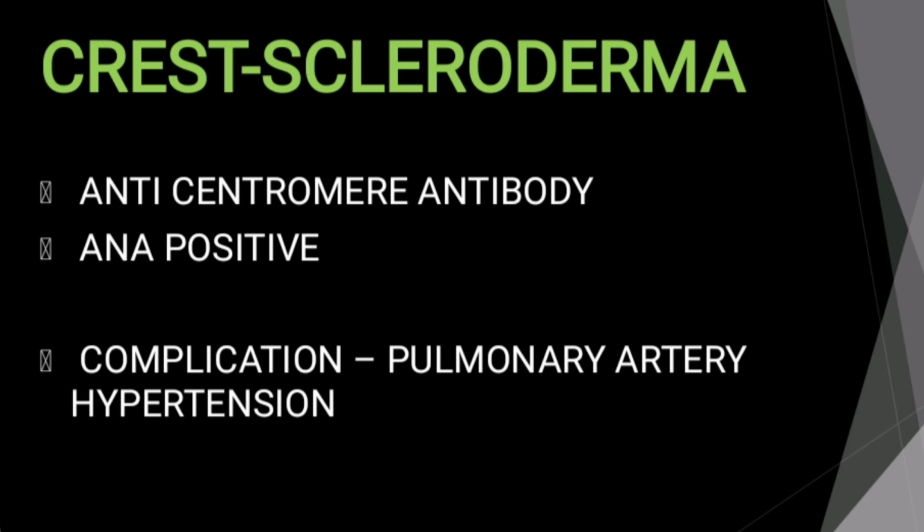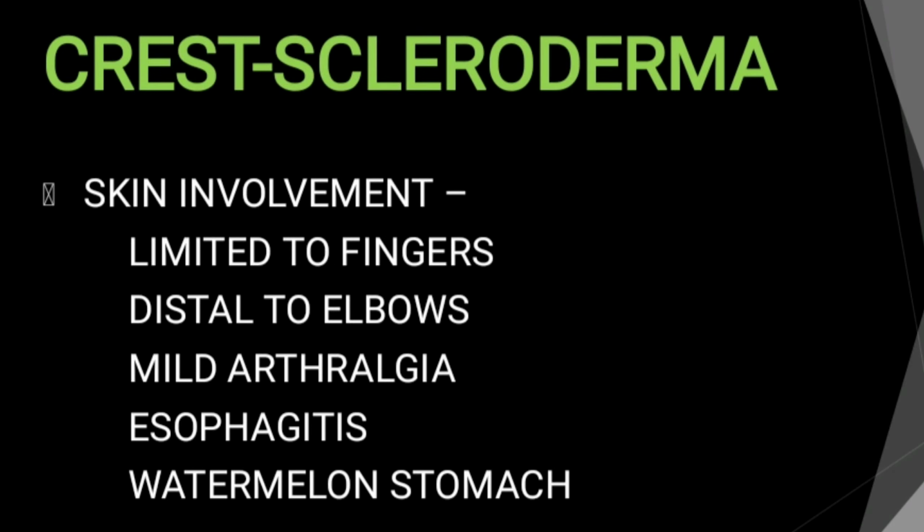The complication seen in these patients is pulmonary artery hypertension, whereas in diffuse systemic sclerosis, interstitial lung disease is the complication; in limited systemic sclerosis, pulmonary artery hypertension is the most common complication seen. Skin involvement is also seen in these patients, limited to the fingers, distal to the elbows, and mild arthralgia is also seen. As already explained, esophagitis will be seen, and watermelon stomach is seen in these patients.